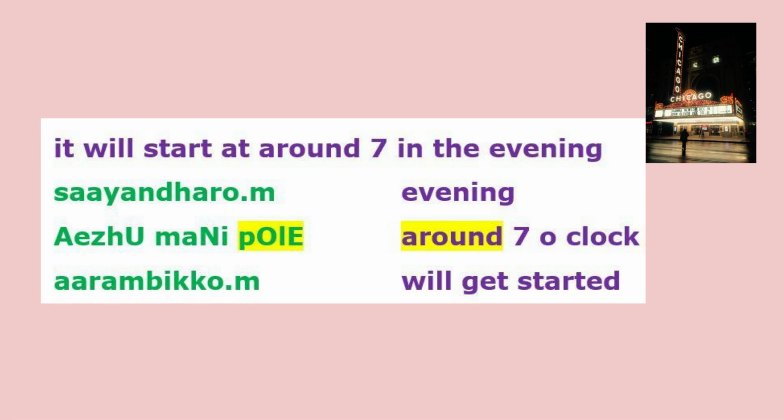ஆரம்பிக்கும், it will get started. சாயந்தரம் 7 மணி போல ஆரம்பிக்கும். Or you say சாயந்தரம் போல ஆரம்பிக்கும், which means sometime in the evening. So you're not sure, just any time in the evening. சாயந்தரம் போல ஆரம்பிக்கும்.